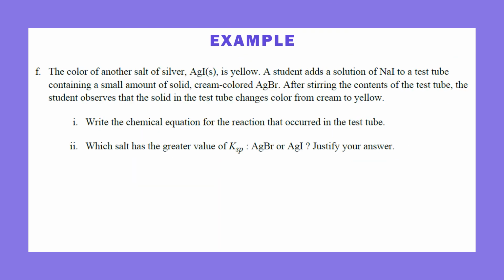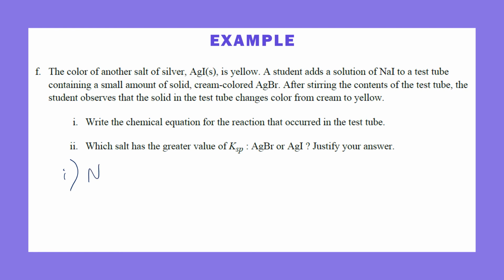Okay, so here's the last part of this long free response. We have the color of another salt of silver, silver iodide, it's yellow. A student adds sodium iodide to a test tube containing a small amount of solid cream-colored silver bromide. After stirring, the student observes that the solid in the test tube changes color from cream to yellow. Write the chemical equation for the reaction that occurred in the test tube.